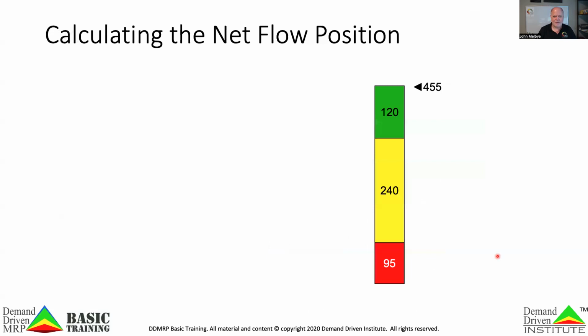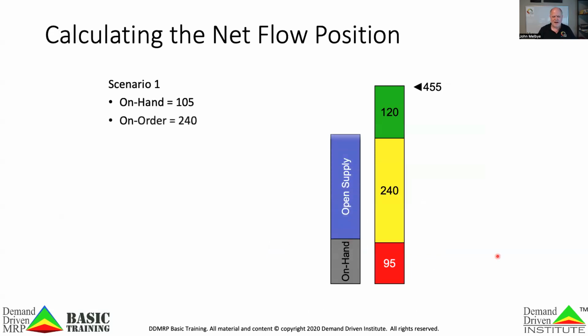All right, how do we calculate the net flow position? Scenario 1, I have on hand 105. On order, I have 240. So on hand plus on order minus the qualified demand means that I have 325 as my net flow. It's clearly in the yellow, but not deep into the yellow.